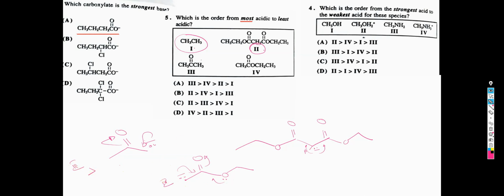Okay, so 2 is the strongest acid, 3 is the next stronger acid, 4 is the next stronger acid, and 1 is the weakest acid. So we are looking at 2 followed by 3 followed by 4 followed by 1. So 2, 3, 4, 1, that's going to be option C.